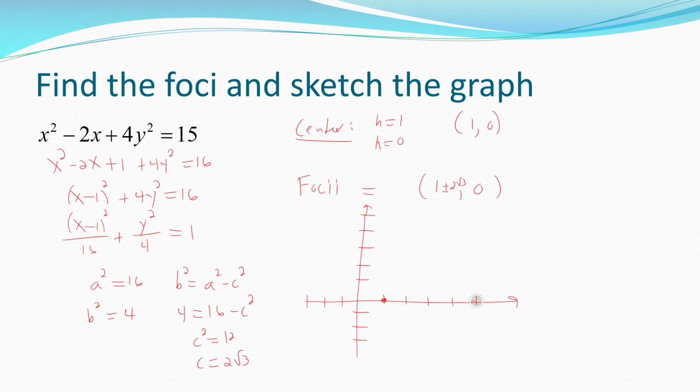It's over here if I had drawn it to scale. And then the b here would be 2. So I go up 1, 2, and I go down 1, 2 to get these points. The ellipse looks like this, which is really difficult to do on my tablet because I have very little resistance. So that would be the ellipse if I had drawn it well. But you get the idea.